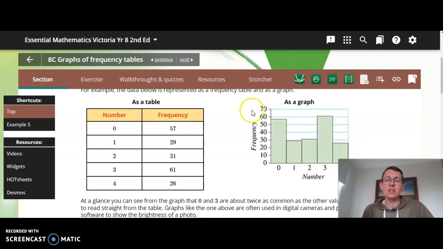So if I just have this graph by itself, I can still pull out the raw data, because I can see that we've got about 57 people, if it was labeled better on this axis, who have no siblings. We also have 29 people who have 1, and so on, 31 who have 2.